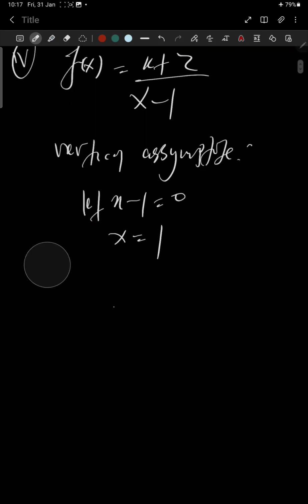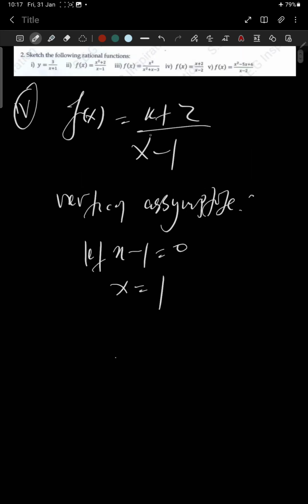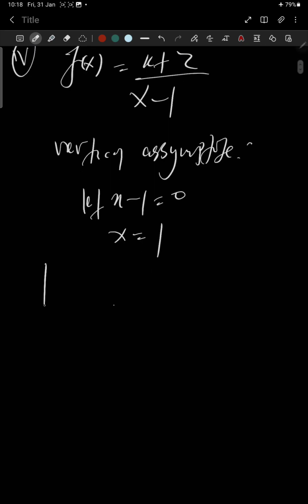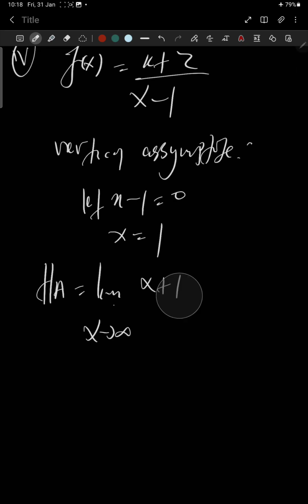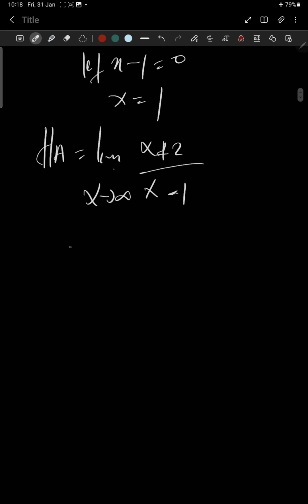Then you noticed the powers are the same? If the powers are the same, you're going to have the horizontal asymptote, or when the denominator has a greater power, you're going to have the horizontal asymptote. If the numerator just happens to be of a greater power, you're going to have an oblique. So here you're going to have HA, which will be limit as x approaches infinity of x plus 2 over x minus 1. This was an exam question in one of the years.